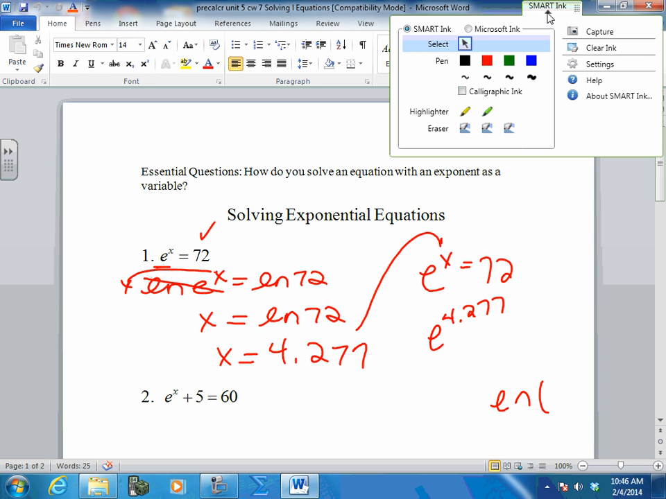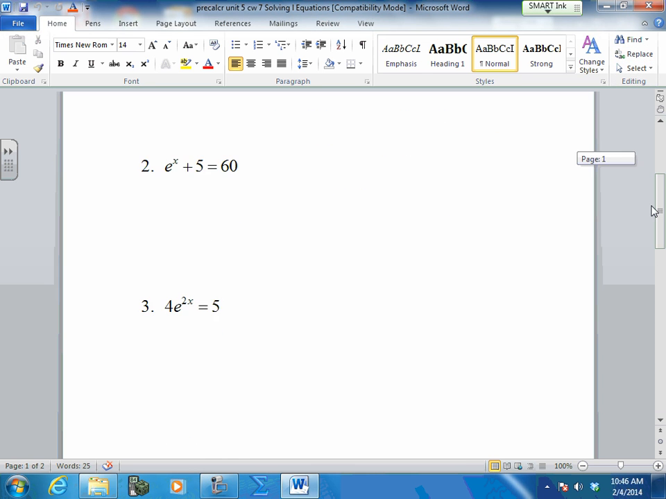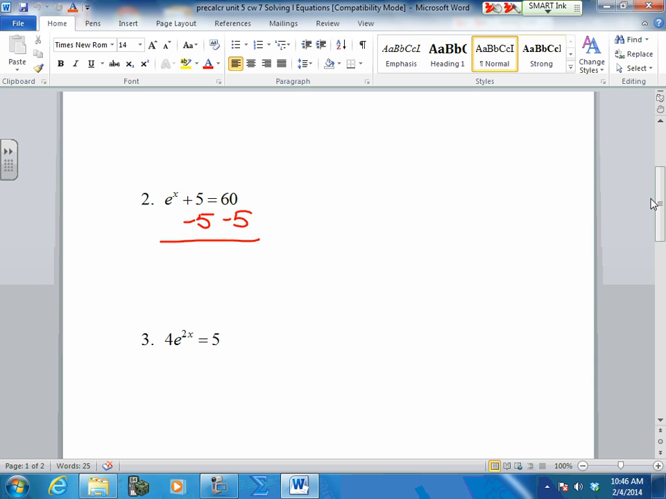Alright, let's try another one. Okay. Before we do this guy, we have to isolate this. We're going to subtract 5 from both sides. Now what? We're going to do the log first. ln. Give me the ln first. Make sure both sides get an ln. Then you can cross out ln e. Cross out ln e. Good.